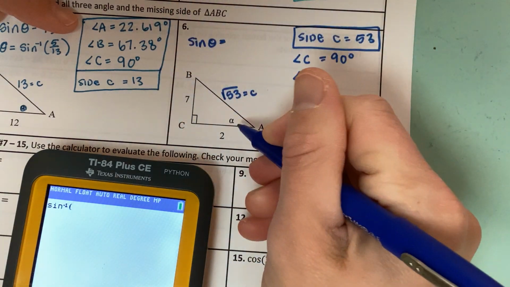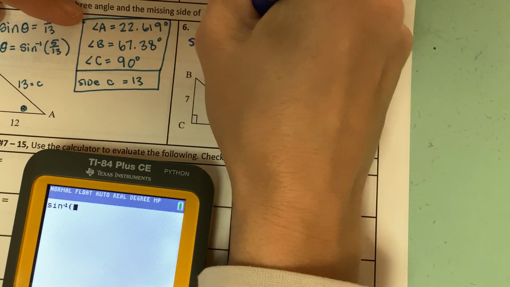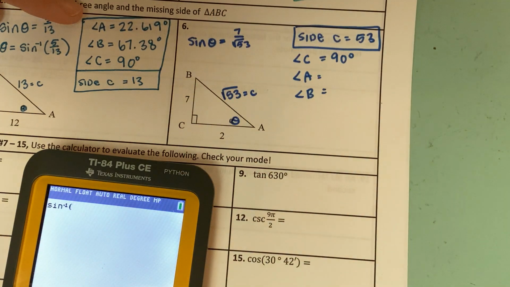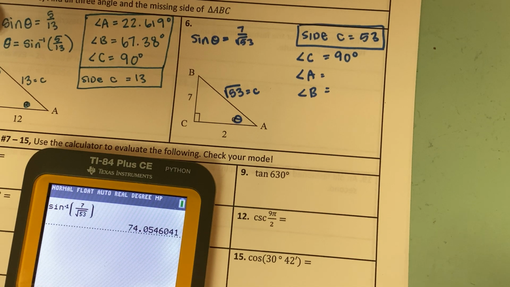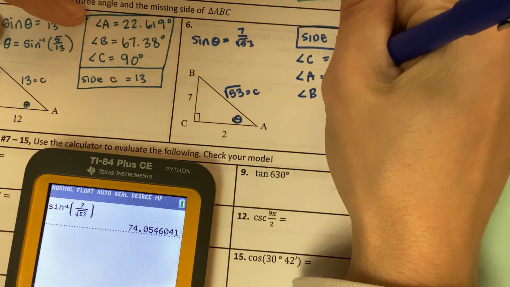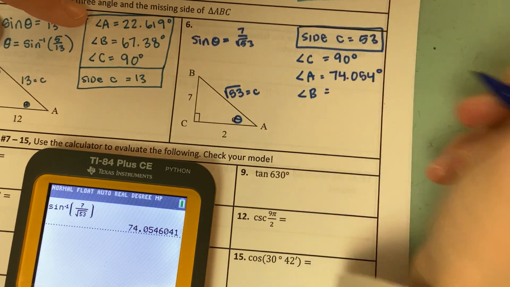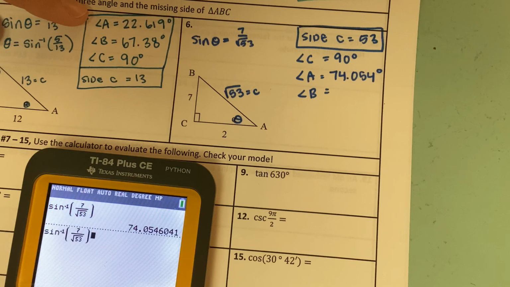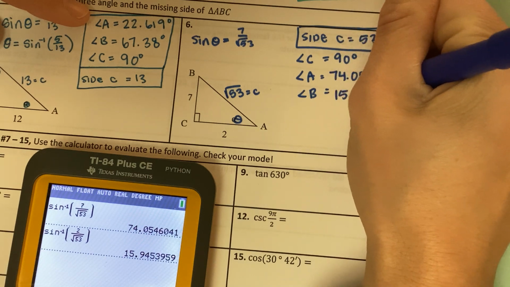All right, so if I'm trying to find angle A, this guy right here, opposite is going to be 7 over the square root of 53. So I'm going to sine inverse 7 over the square root of 53, which is going to be 74.054 degrees. And then same thing, but to figure out angle B, the opposite side is now 2. So angle B is going to be 15.945 degrees.